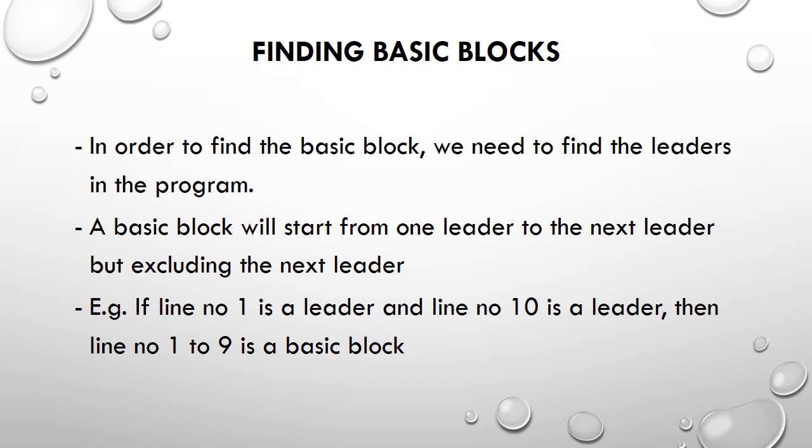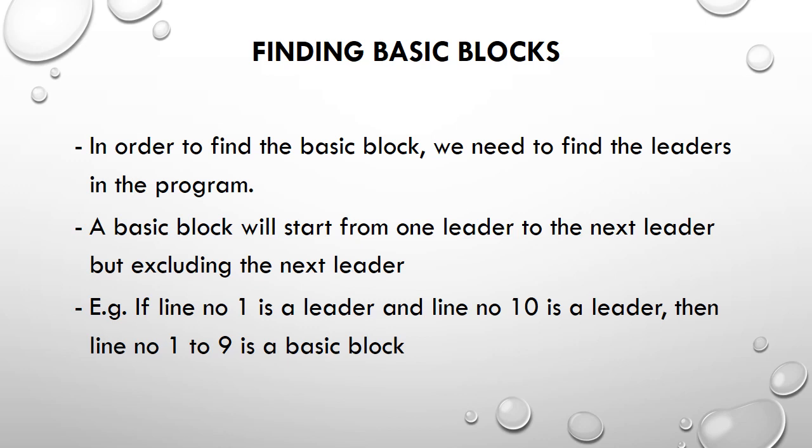So let's say we have already identified the leaders. There is one leader at line number 1 and there is one leader at line number 10. Now the basic block will be the statements from a leader to the next leader, but excluding the next leader. For example, statement number 1 is a leader, statement number 10 is a leader. So the basic block will be from 1 to 9.